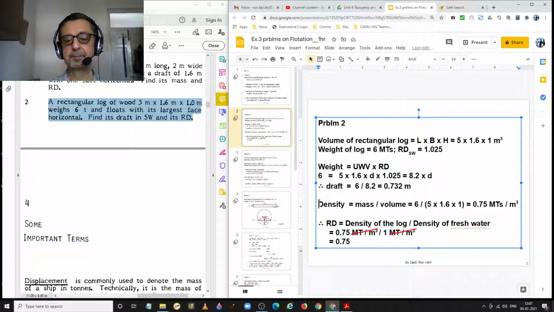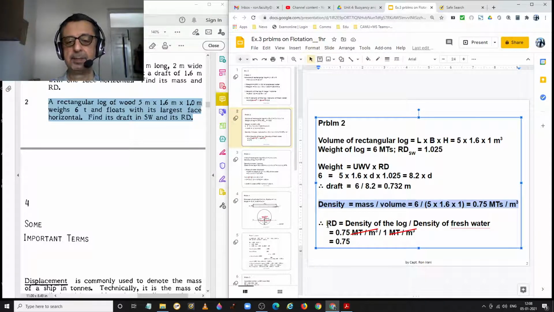Density equals mass divided by volume. Mass is 6 metric tons and volume is length into breadth into the height, 5 into 1.6 into 1, and that gives us 0.75 metric tons per cubic meter.